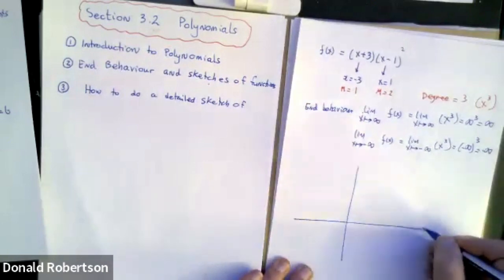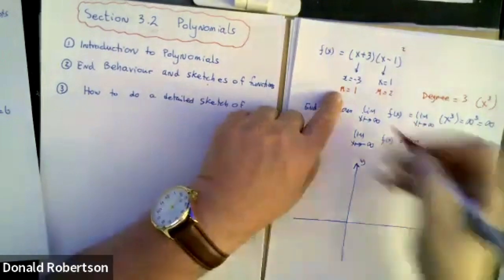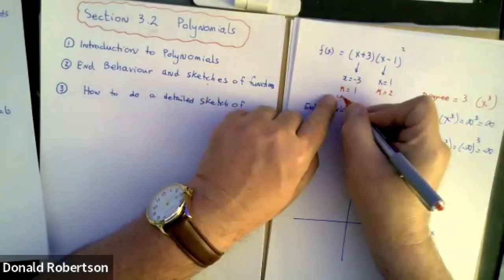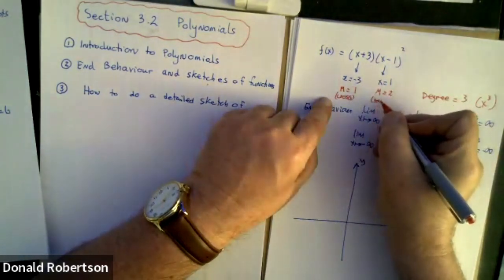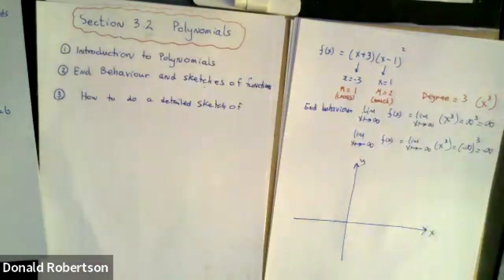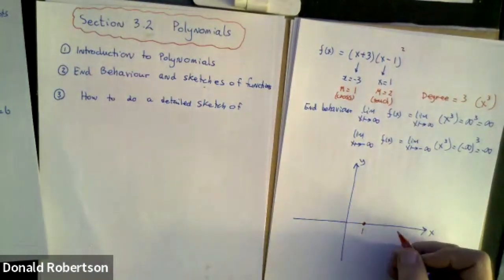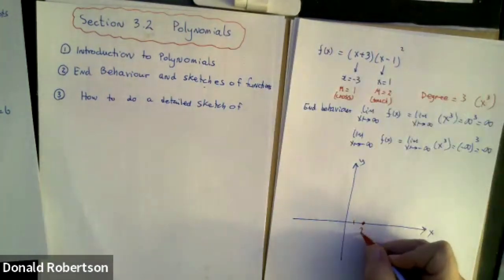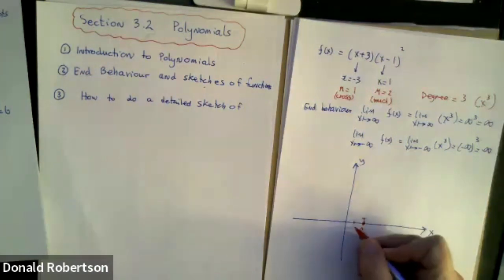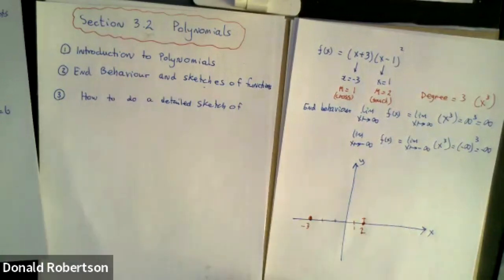And I almost forgot, this one will cross the x-axis, and this one will just touch the x-axis. So at x equals 1, you have a cross. At x equals 2, you have a touch. And at x equals -3, which is here, you should get a cross.